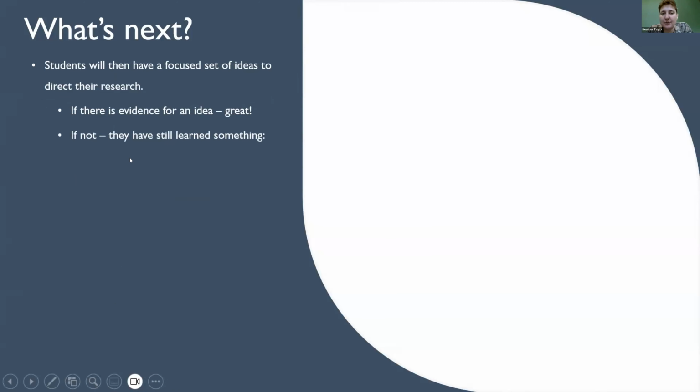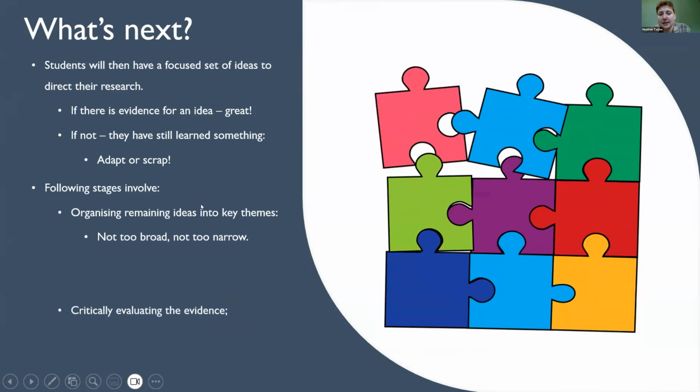If they don't find evidence to support a point that they're making or one of their ideas, they've essentially still learned something, which is really important. And then they just have the choice, really, of either adapting their idea or their argument to align with the evidence base, or depending on how many other ideas they've got and how well they fit together, they might just scrap that particular idea.